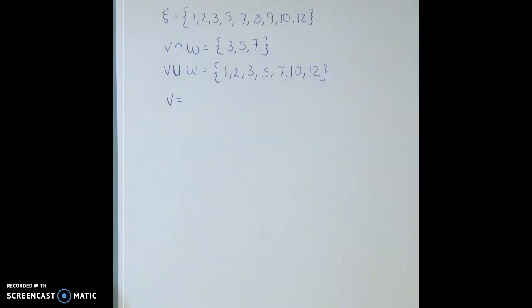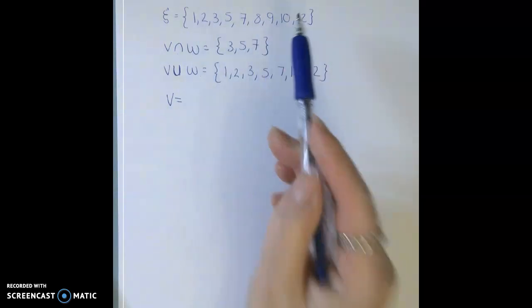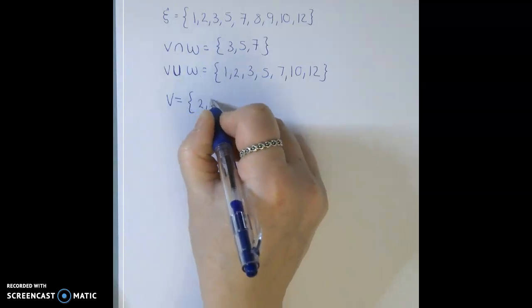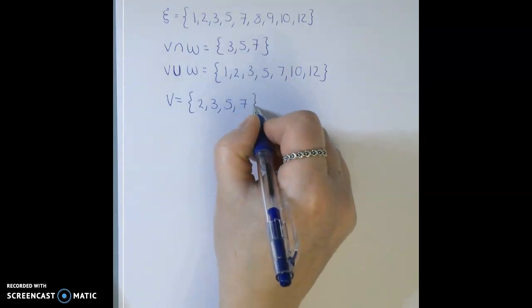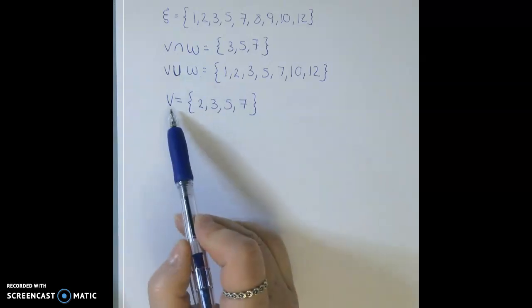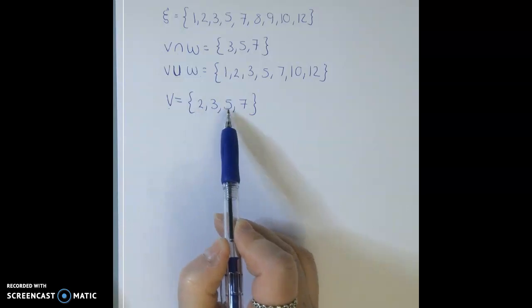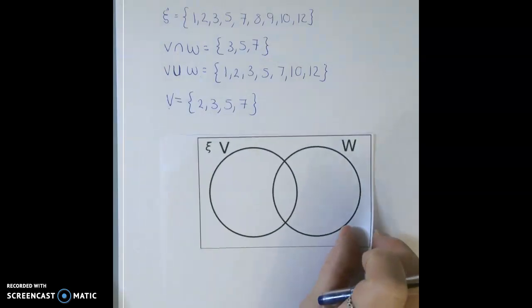But we know that subset V is all the prime numbers that are in the universal set. So all the prime numbers that are in the universal set are 2, 3, 5, and 7, because don't forget, 1 isn't a prime number. So now we know that the subset V has these four numbers in it, 2, 3, 5, and 7. And now we have enough information to start filling in our Venn diagram.